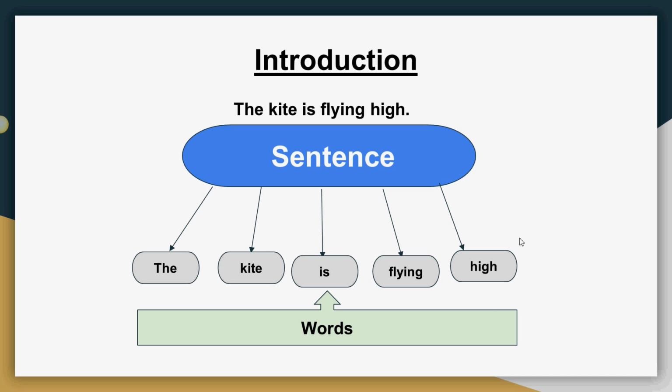As you can see, the kite is flying high. In this sentence, there are 5 words. The kite is flying high. Each word has some specific function to perform in this sentence. Right? Okay, let us take a real life example.